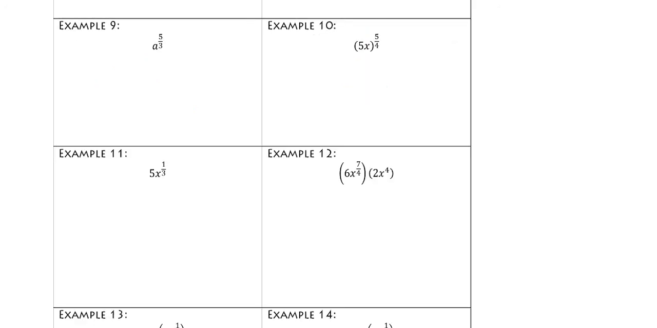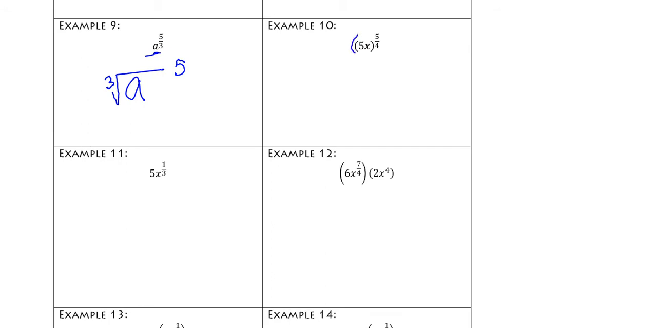Now we start to have some variables. So a is our base. So we write a, and we write the root, and it's the cube root raised to the 5th power.